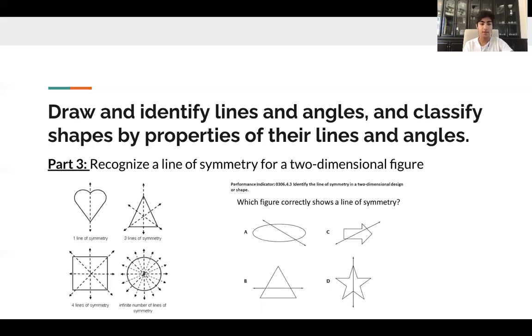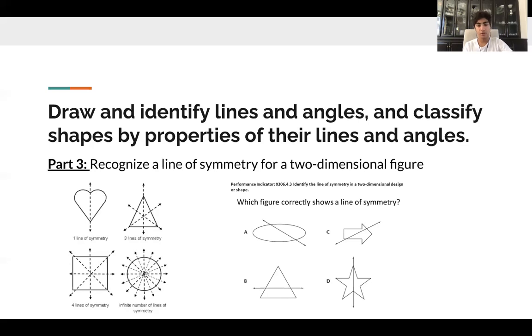Now, a square. A square is symmetrical in four different ways. You can go top to bottom, left to right, top left to bottom right, or bottom left to top right. Either way, all four of those ways work. And the most interesting figure is the circle, because the circle has an infinite number of lines of symmetry. You can cut a circle from any angle and you're always going to have some sort of symmetry.